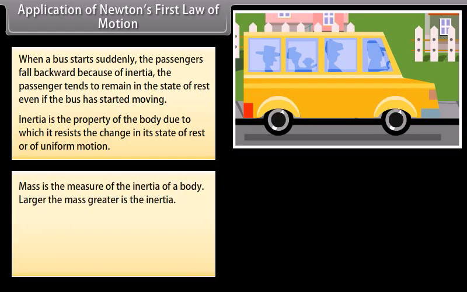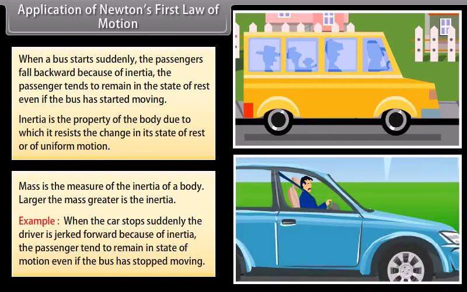Mass is the measure of the inertia of a body. The larger the mass, the greater is the inertia. Example: when the car stops suddenly, the driver is jerked forward because of inertia. The passenger tends to remain in the state of motion even if the bus has stopped moving.